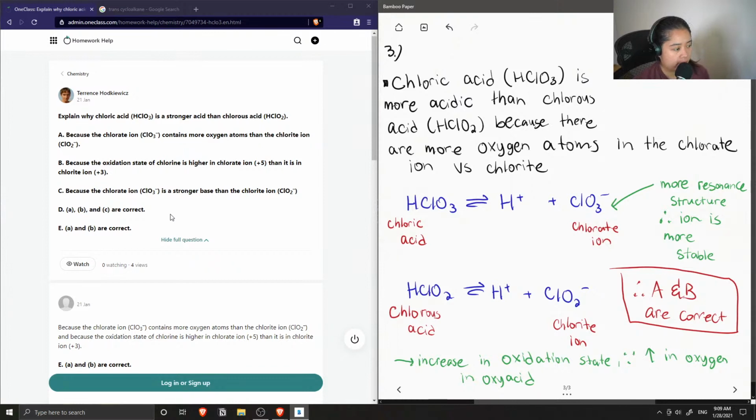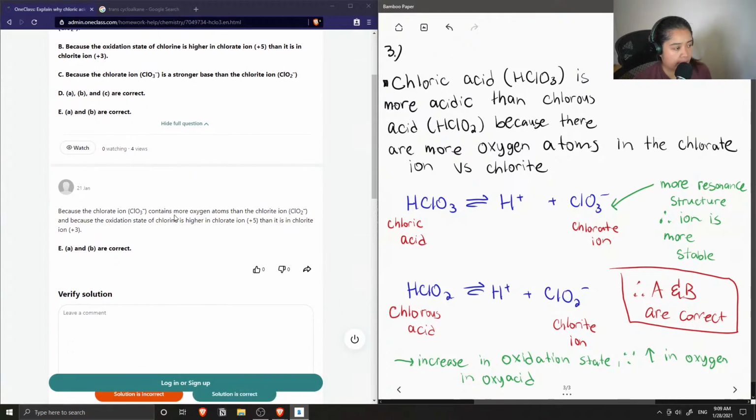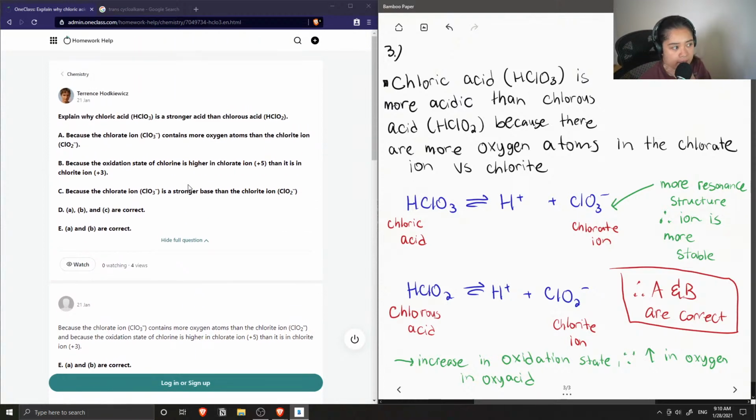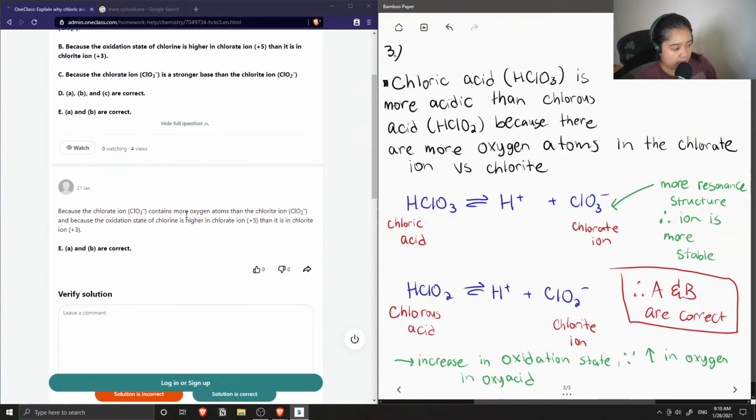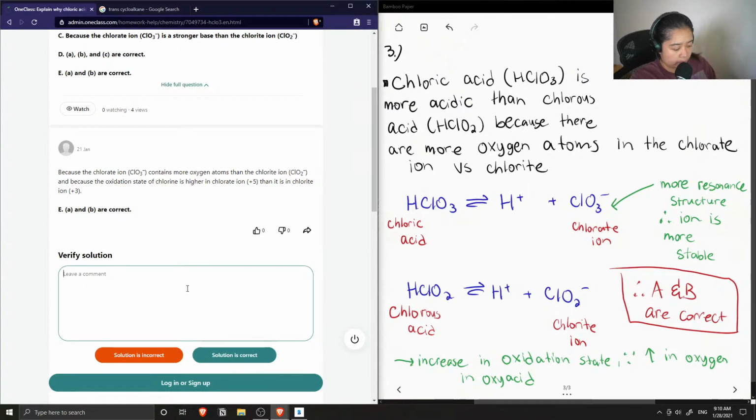Okay, so the junior tutor said that because the chlorate ion contains more oxygen atoms than the chlorite, and because the oxidation state of chlorine is higher in chlorate ion than it is in chlorite, A and B are correct, and that is why chloric acid is stronger. Yep, so this solution is correct.